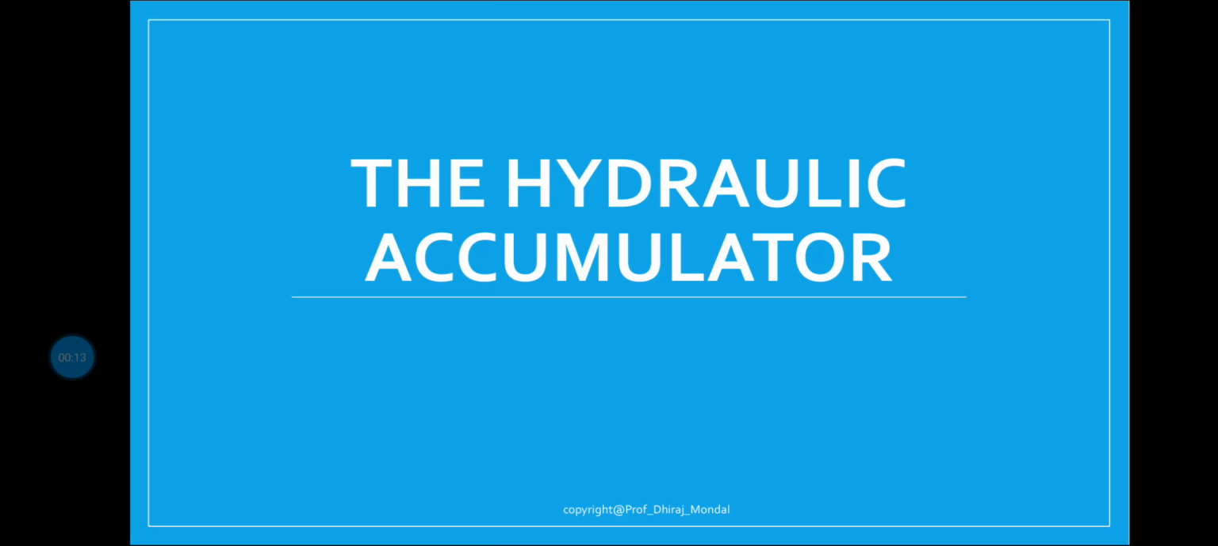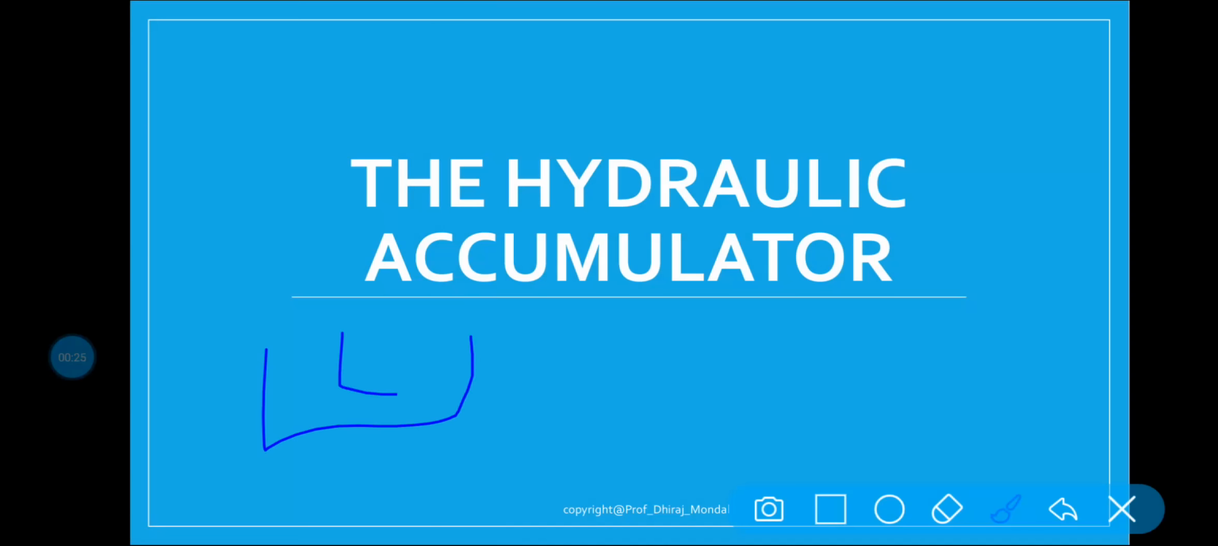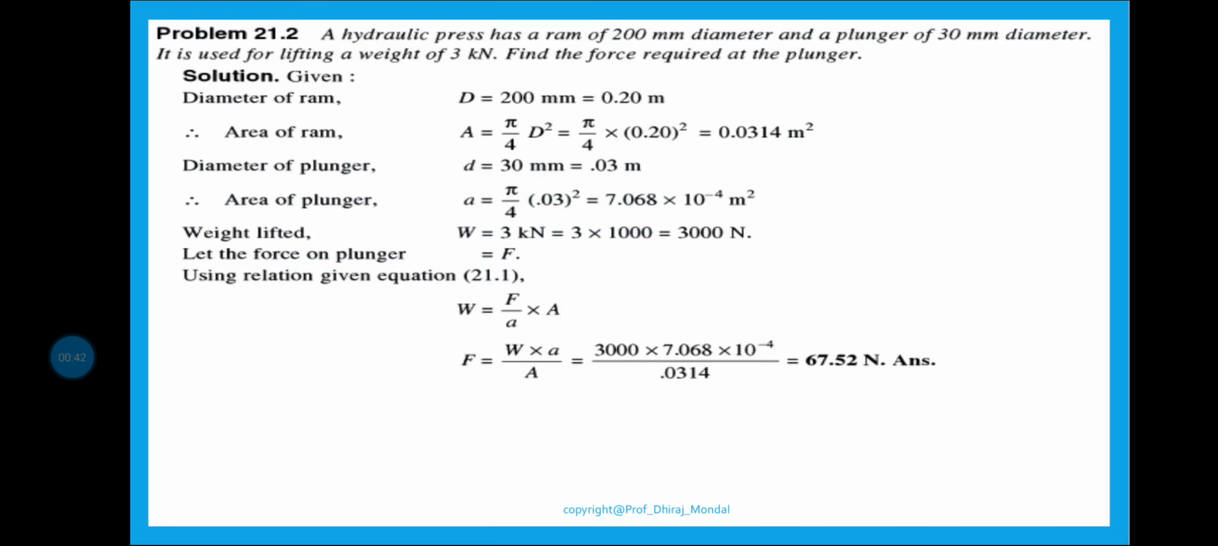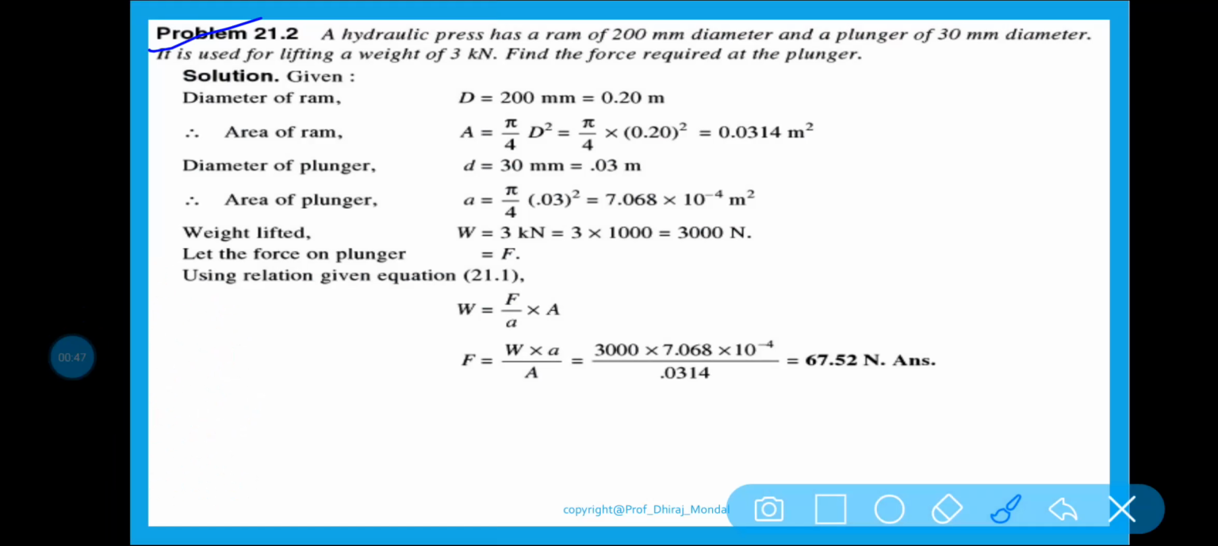Last class I discussed the hydraulic press, where we saw how, with the help of a small amount of force, the water acts on a machine part like a vehicle, moving a large amount of weight upward or downward. That means you can lift a vehicle with a small applied force. Today we are going to discuss the hydraulic accumulator, as well as the numerical that was given to you as homework in the last class.